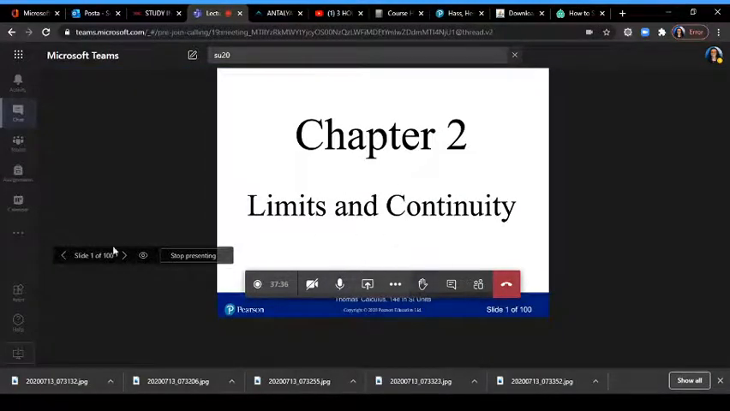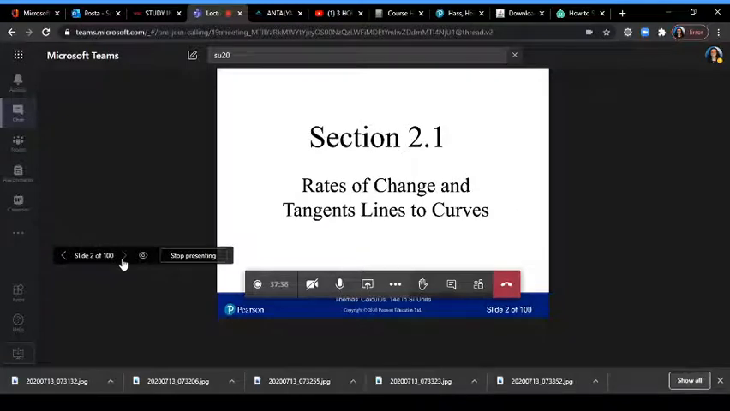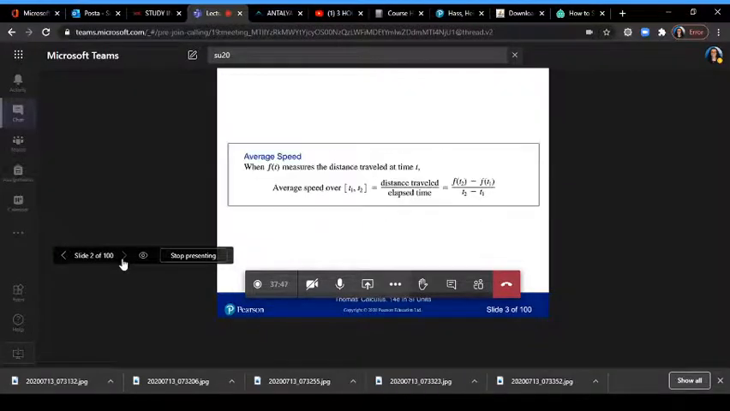let's see what we have for the limits and continuity. We are going to talk about the rates of change and tangent lines to the curve. So this was the part that I skipped last time. I said that we would come back again.